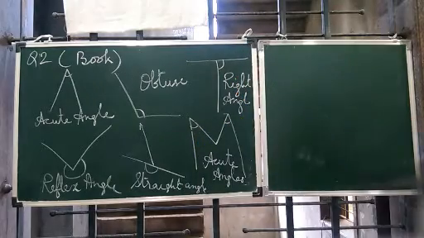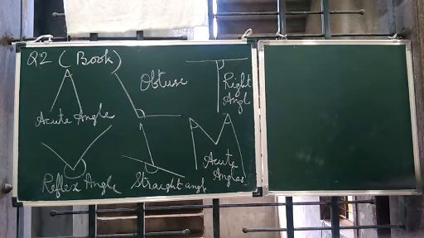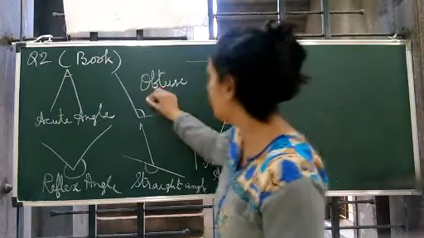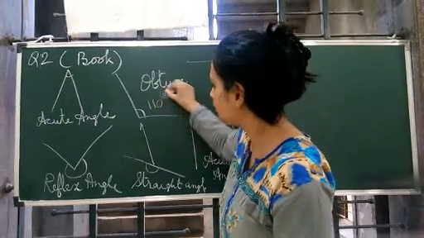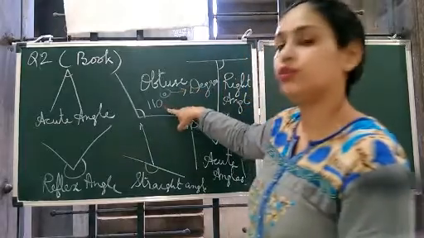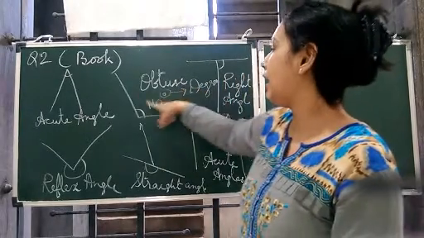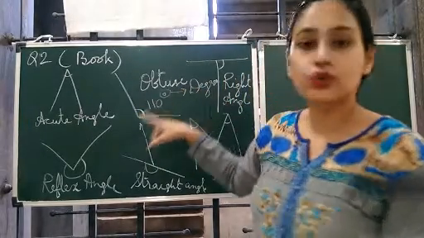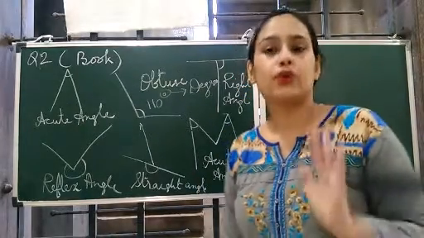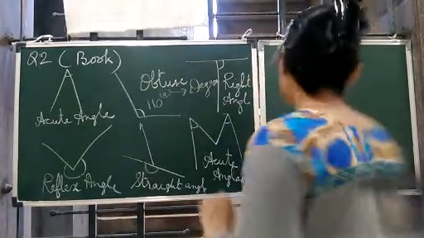Now, how does a protractor look like? We all know. Acha, what is the unit of measure of angle? The unit of angle is what? This. This is known as what? Degree. So the unit of angle is degree, and the instrument which is used to measure an angle is known as a protractor.